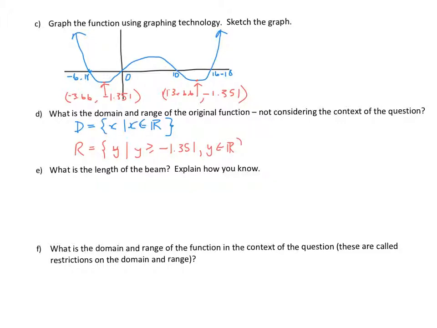Now, the range I would not necessarily ask unless you had a graph with the point labeled for you. As I said, the little max and mins that are in the middle of our function with polynomials, that's a calculus thing that we get to further after advanced functions. All right, what's the length of the beam, and explain how you know.